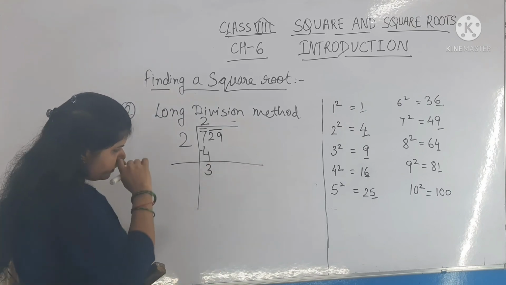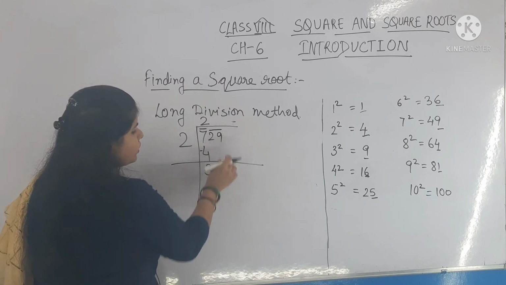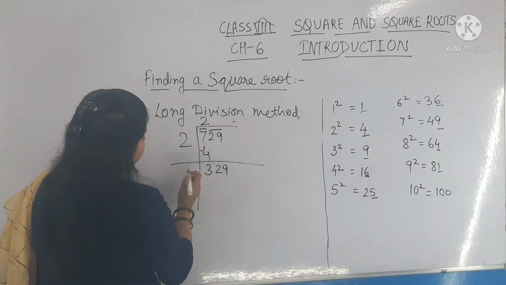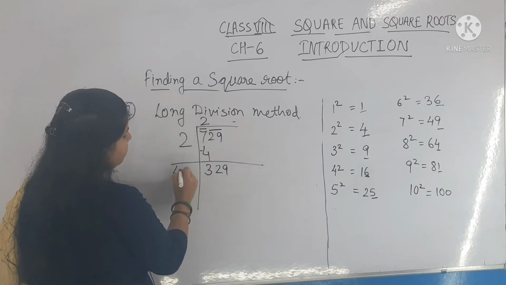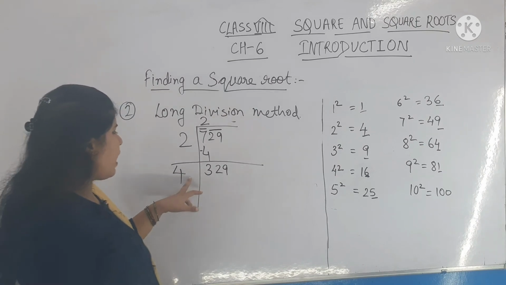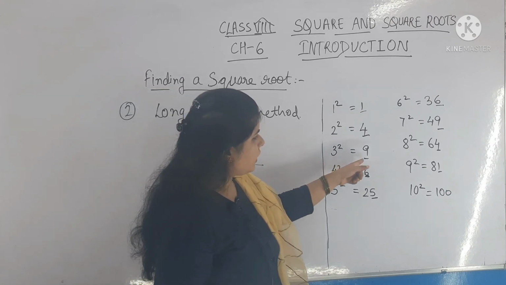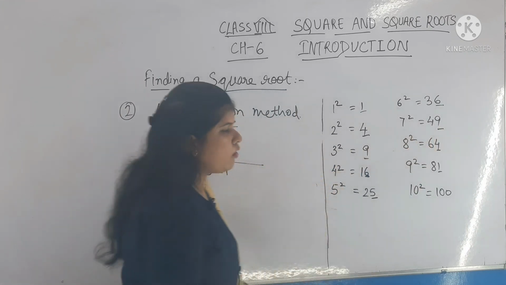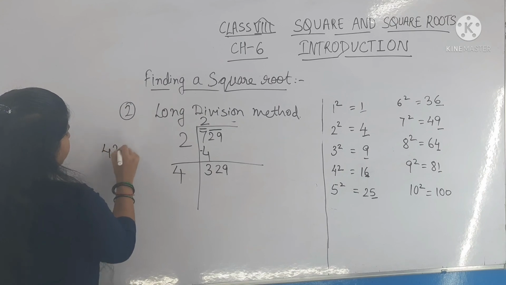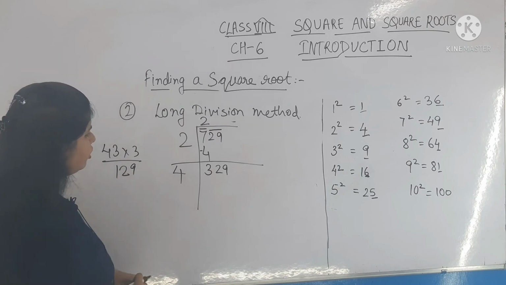3. And 29 as it is, because it is in the bar, so both numbers are coming here. Okay, and here what will come? This 2 plus 2 will become 4 here. Now you have to see in which squares the last digit is 9. Here 3 3s are 9 and 7 7s are 49. So the last digit is 9 in both 3 and 7. So we will see 43 into 3. 3 3s are 9, 3 4s are 12, 129. So 329 is bigger than 129.